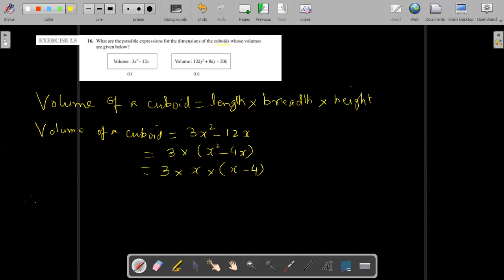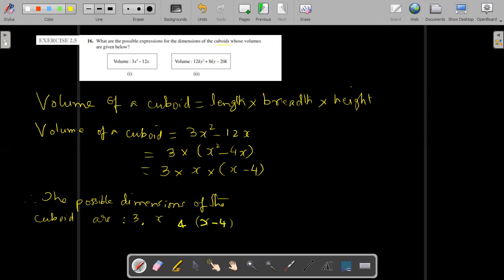So this is the length. Therefore, the possible dimensions of the cuboid, possible dimensions meaning length, breadth and height, are respectively 3, x and x minus 4 units.